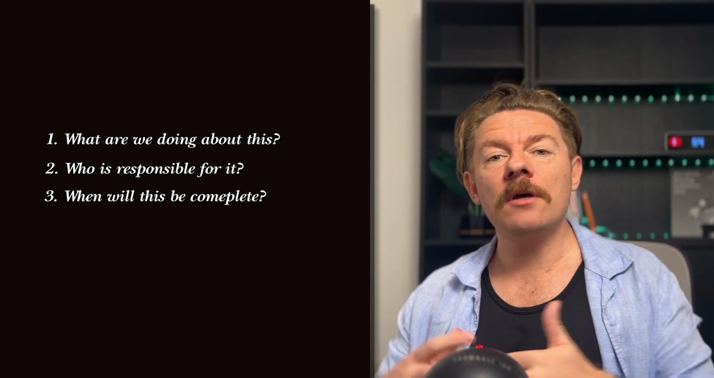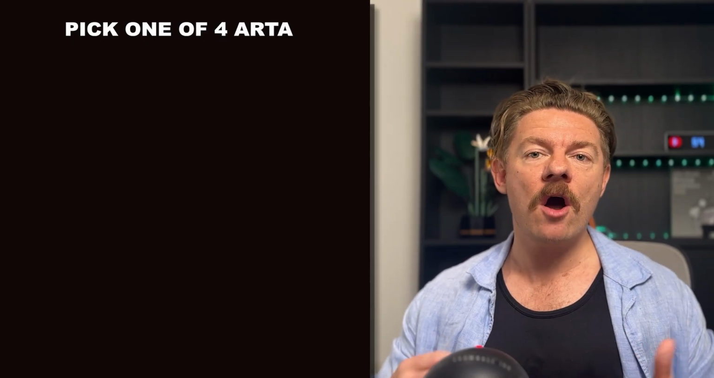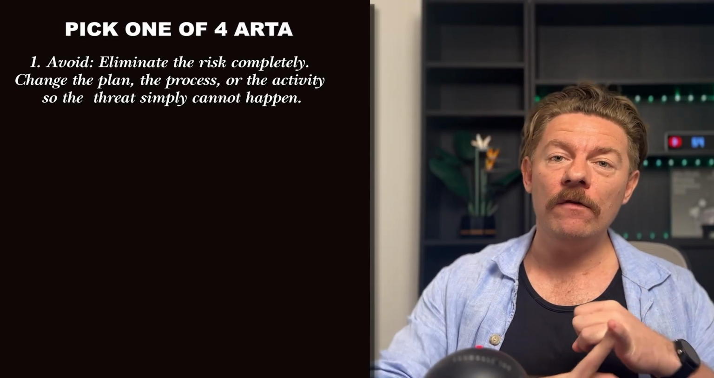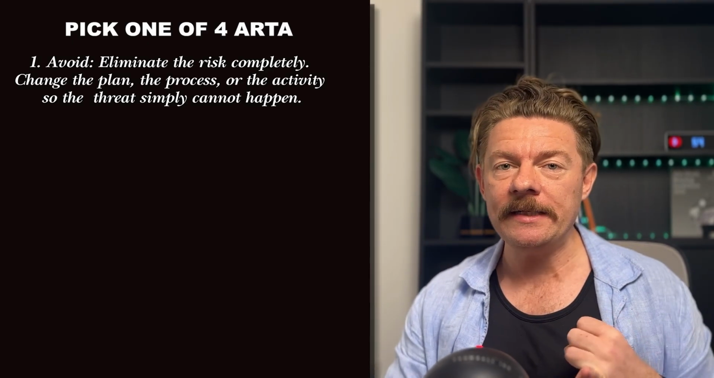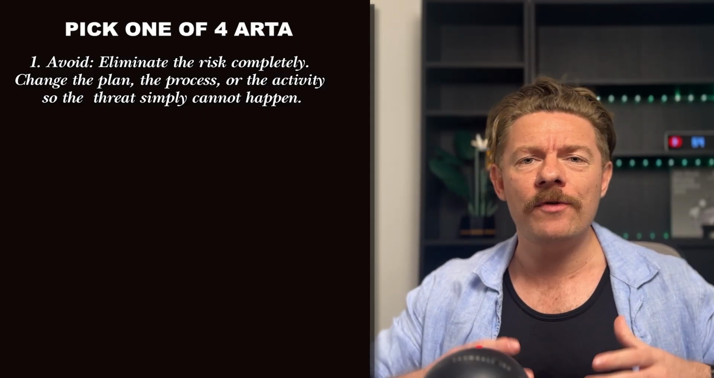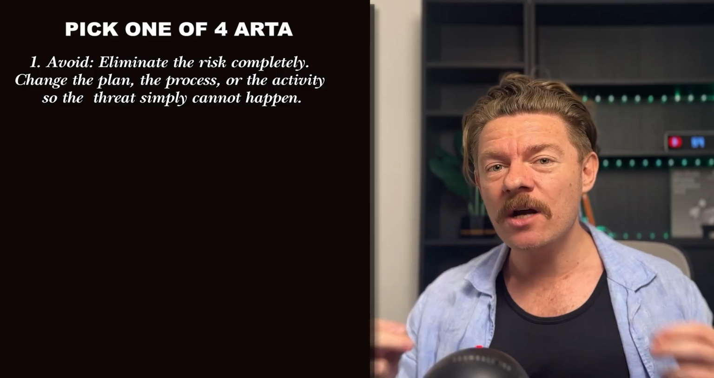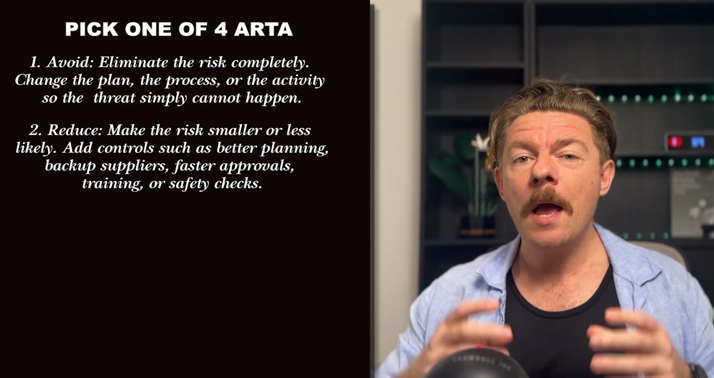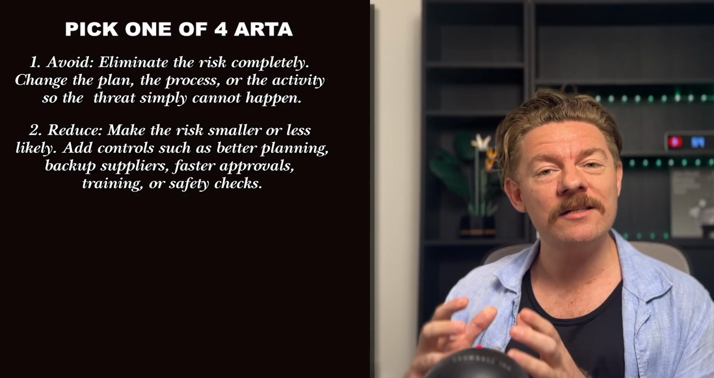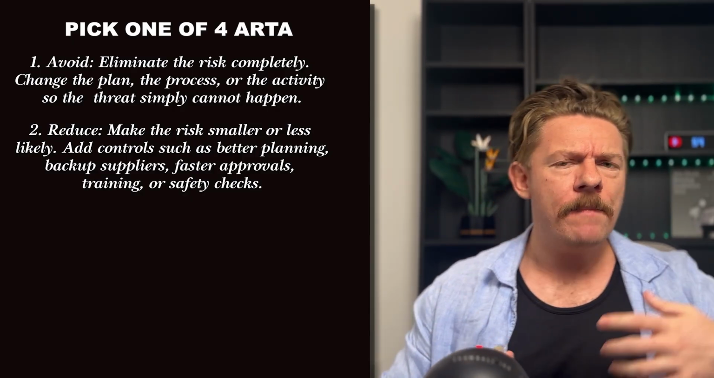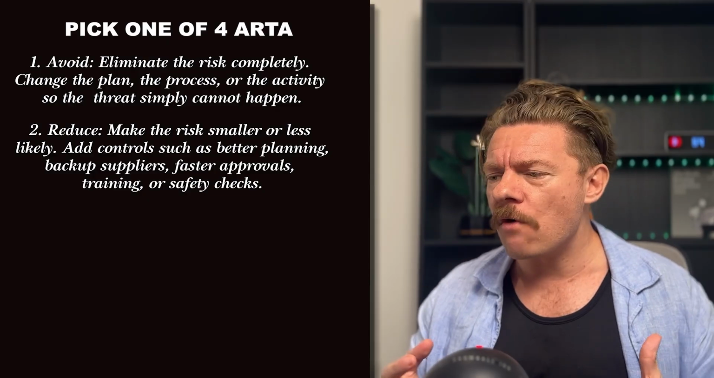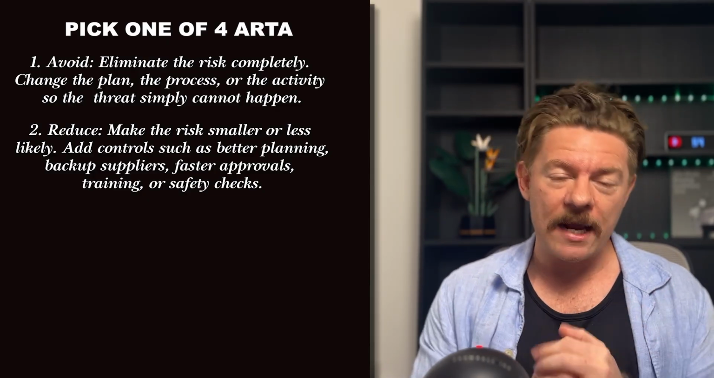For every major task, pick one of the 4 standard responses known as ARTA, which is A, avoid: eliminate the risk completely. Change the plan, the process, or the activity so the threat simply can't happen. R is reduce. Make the risk smaller or less likely. Add controls such as better planning or backup supplies or faster approvals, training or safety checks.